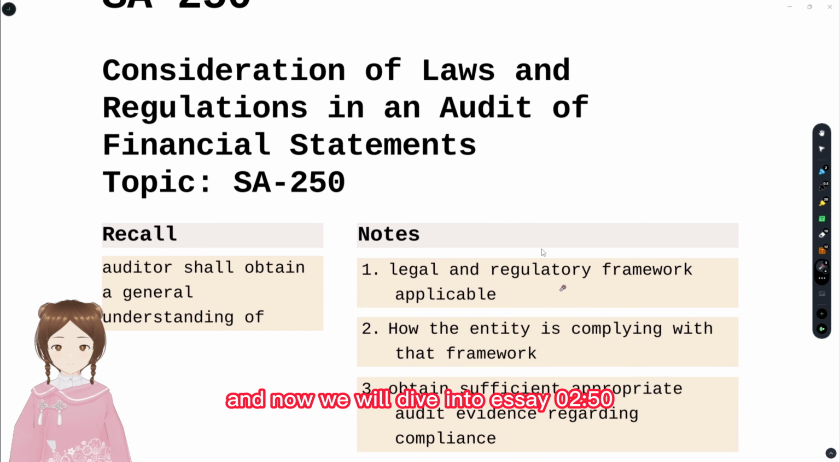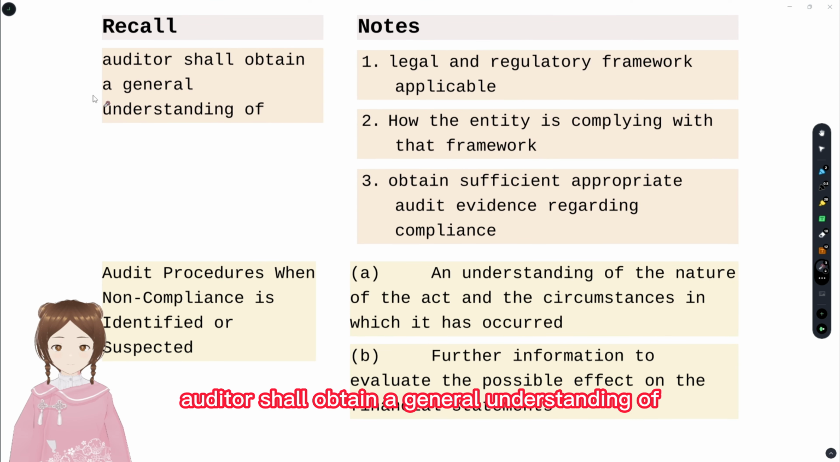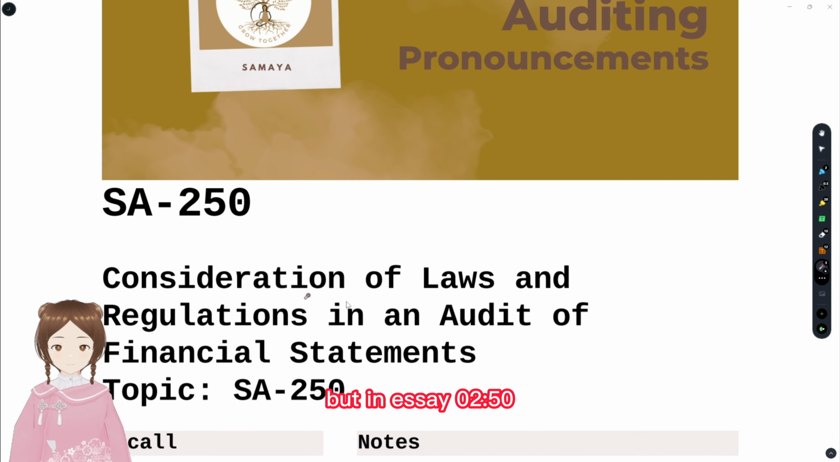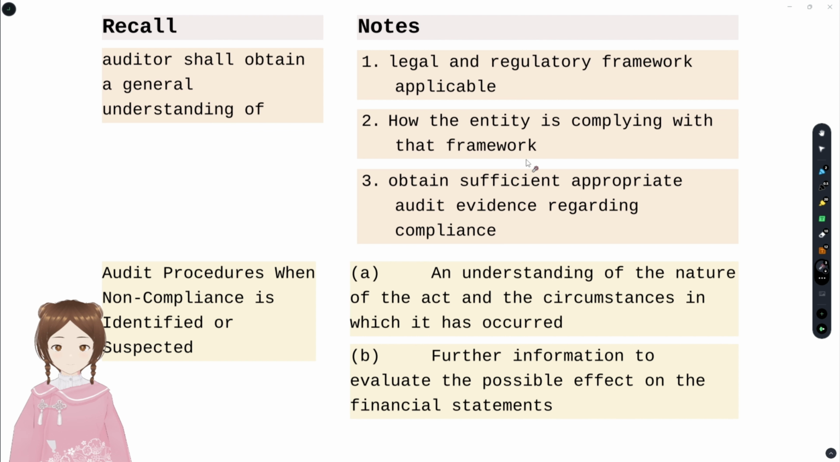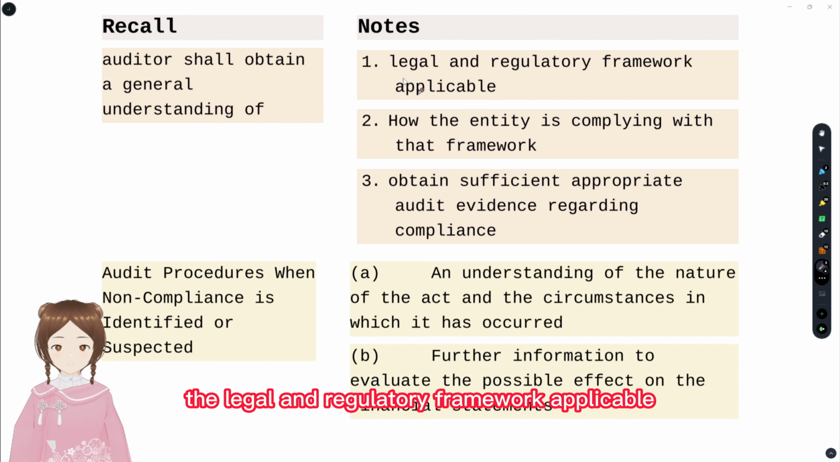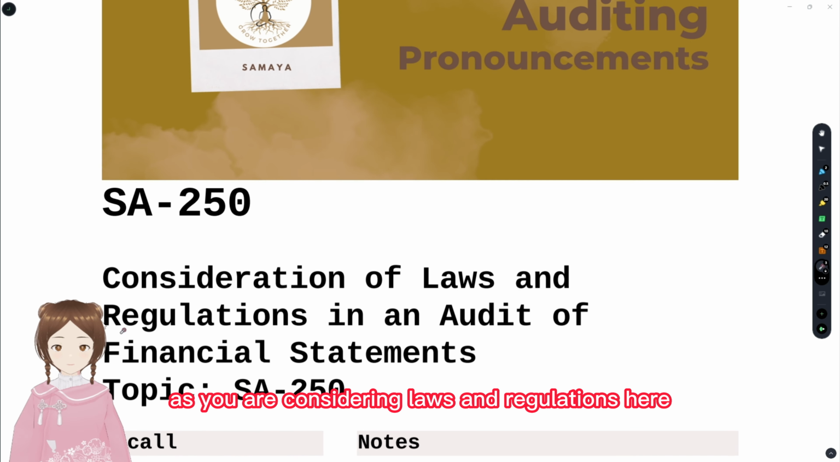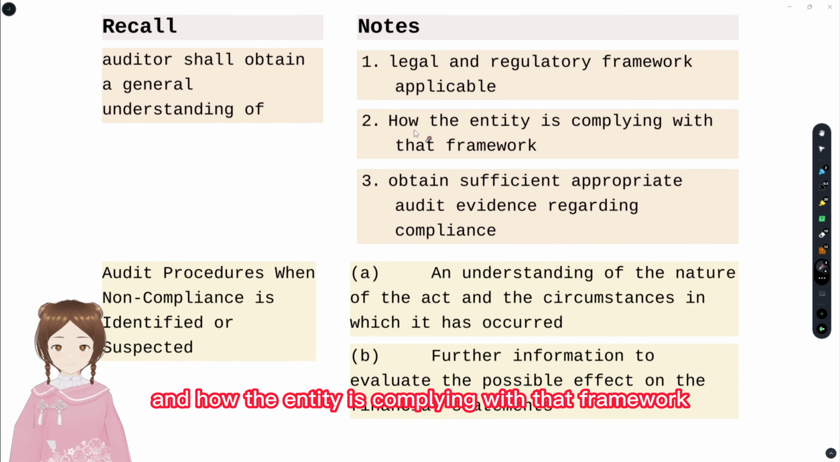And now we'll dive into SA 250. The auditor shall obtain a general understanding of the following. You see, as per SA 315, on what does he have to obtain understanding? He has to obtain understanding of the business environment, including its internal controls. But in SA 250, what does he have to obtain understanding of? All the legal and regulatory framework applicable. Make a note here: this is not a financial reporting framework. This is a legal and regulatory framework, as we are considering laws and regulations here. And how the entity is complying with that framework.